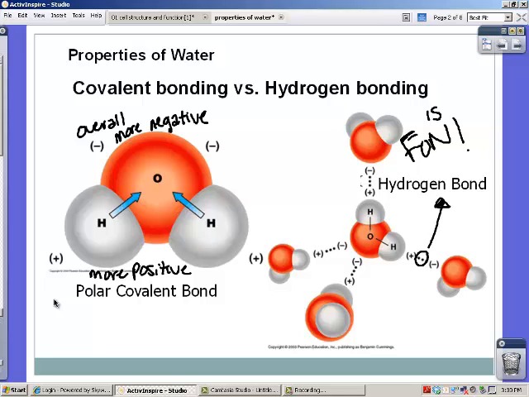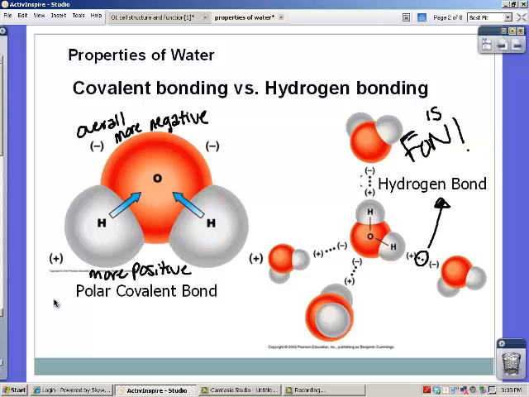So this creates an overall partial negative charge. The hydrogen, in turn, is what we say is a little bit partial positive, because the electron is farther away from it, and since the electron is negative and it doesn't have it close to it, it's going to be more positive than the oxygen. So that's where we get the creation of these poles, and we call bonds that have this polarity polar covalent bonds.